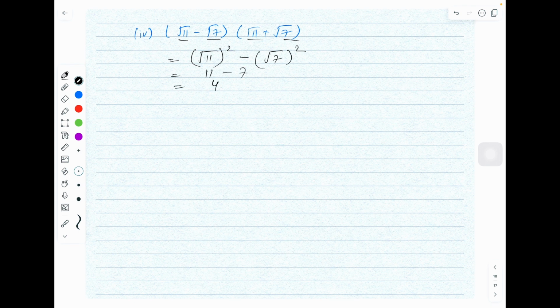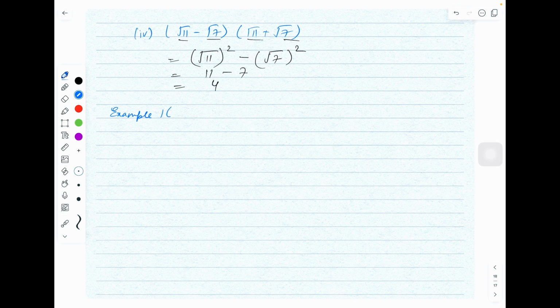Fourth question of simplification. This is (root 11 minus root 7) and (root 11 plus root 7). Same a minus b, a plus b. So instead of a, it is root 11 whole square, instead of b, it is root 7 whole square. This is 11 minus 7 equals 4.